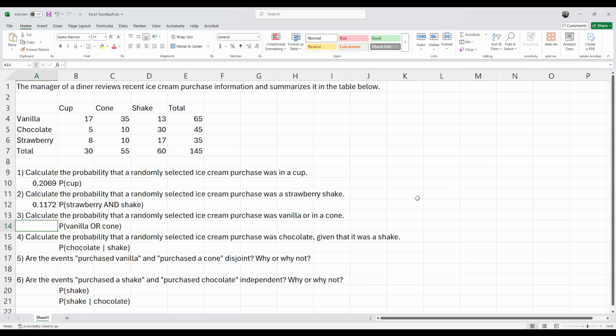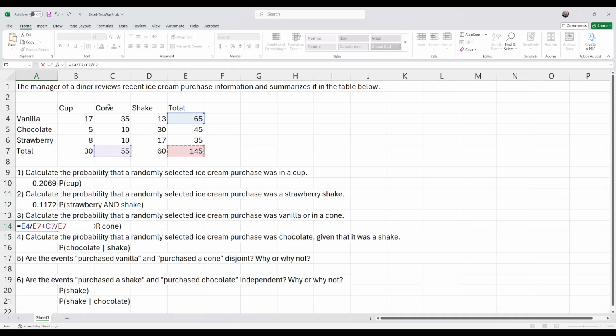For the probability that we get a purchase that was either a vanilla or a cone, that is the case where we're going to have to actually do some addition and subtraction. First, we'll find the probability that we get a vanilla purchase, and that would be 65 out of 145. Then we'll add the probability that we have a cone purchase, which would be 55 out of 145.